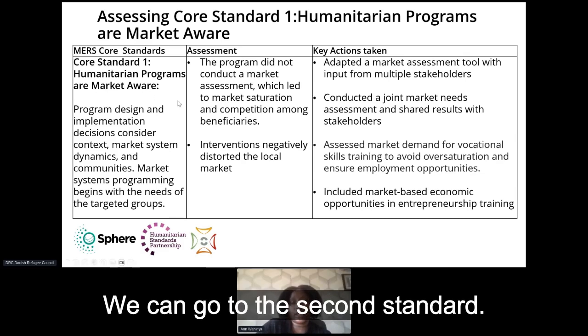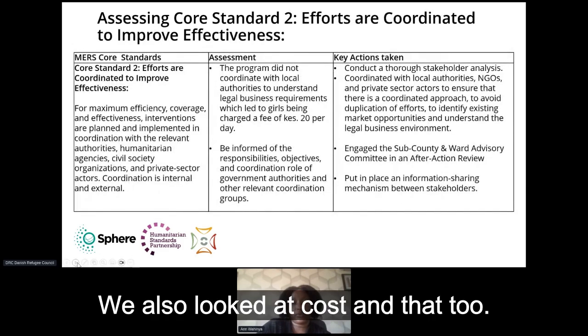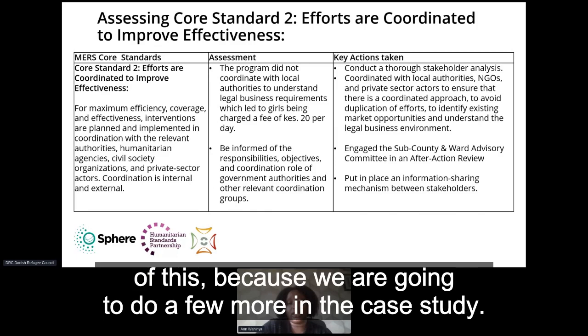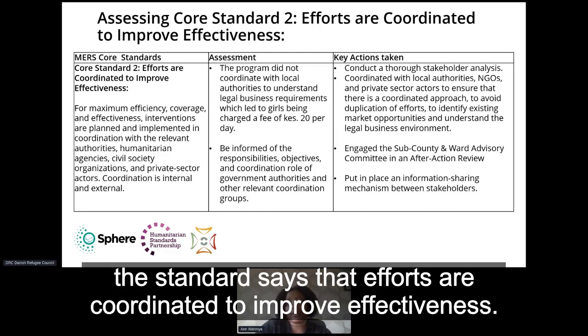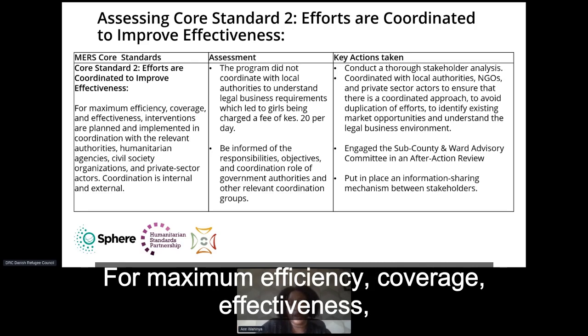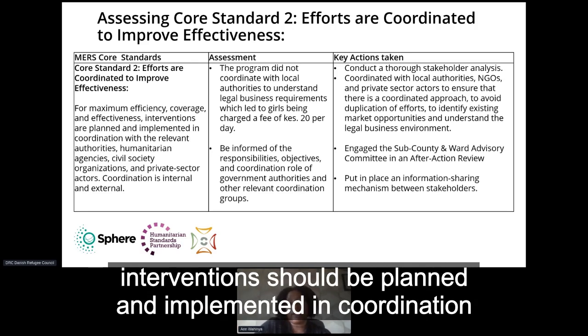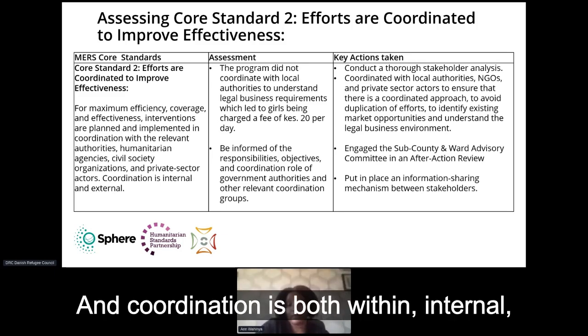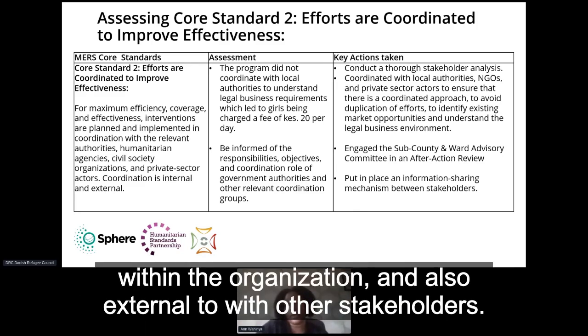We can go to the second standard. We also looked at core standard two. And again, I'll only share four samples of this because we are going to do a few more in the case study. So core standard two says that efforts are coordinated to improve effectiveness for maximum efficiency and coverage. Interventions should be planned and implemented in coordination with relevant authorities, humanitarian agencies, CSOs, and private sector actors. And coordination is both internal within the organization, and also external with other stakeholders.